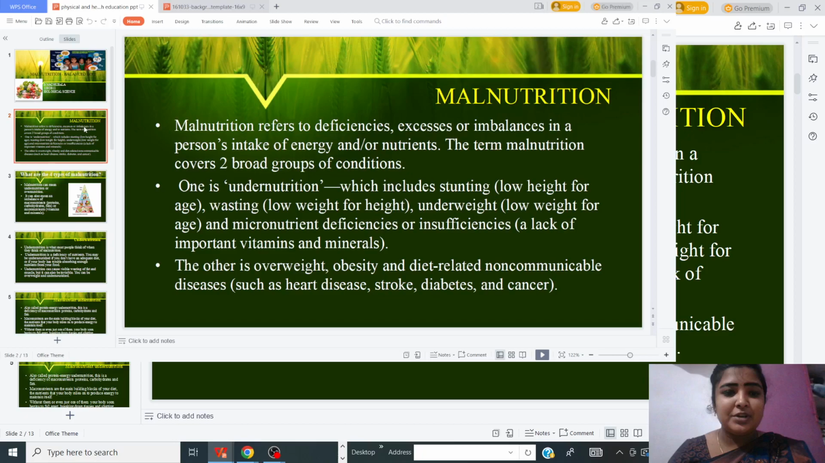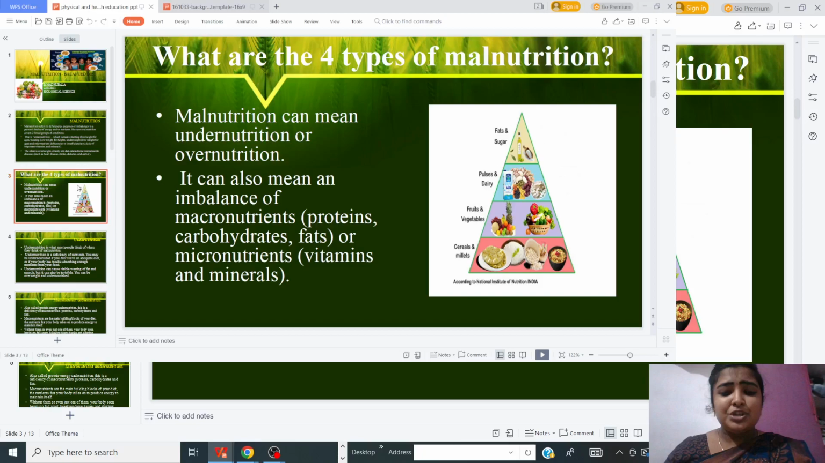The term malnutrition covers two broad groups of conditions. The first one is undernutrition, which includes stunting, low height for age, or wasting, low weight for height, or underweight, or micronutrient deficiency, insufficiency of food nutrients. The other one is overweight and obesity, where a large amount of food is taken in on a daily basis. These are the four types of malnutrition, as recorded by the National Institute of Nutrition, India.